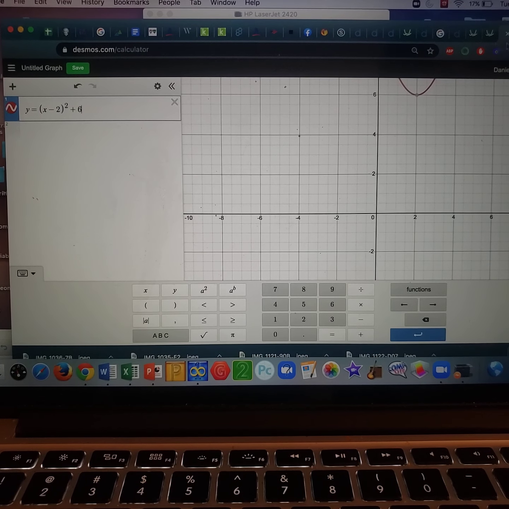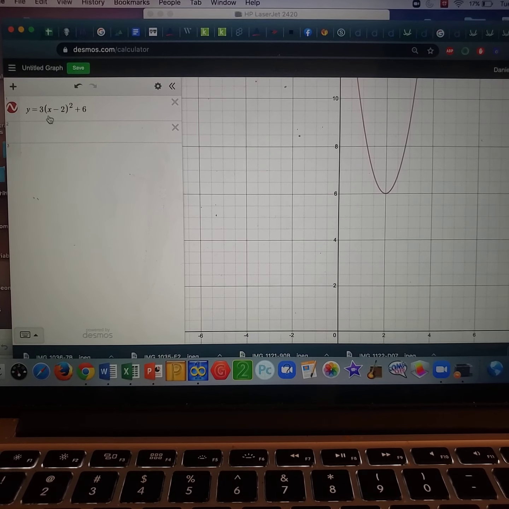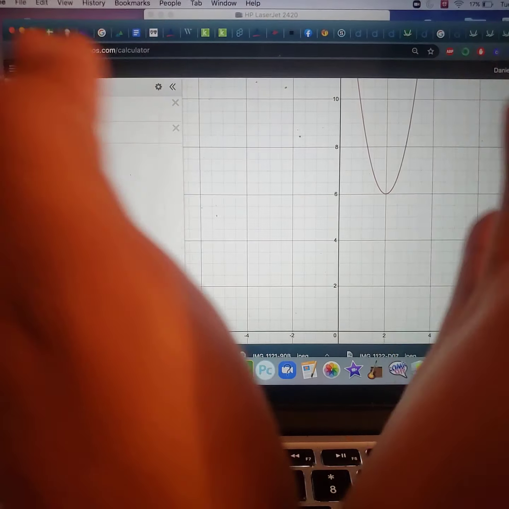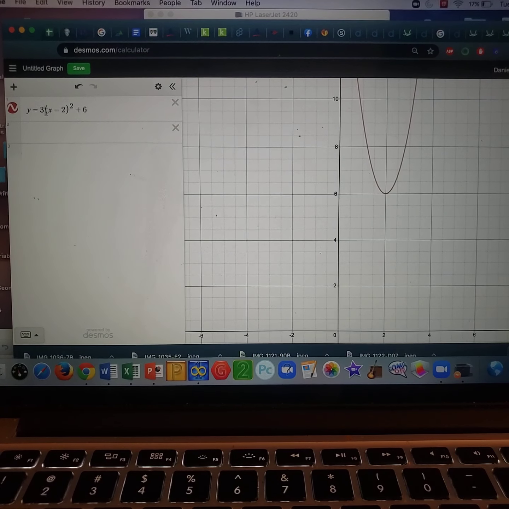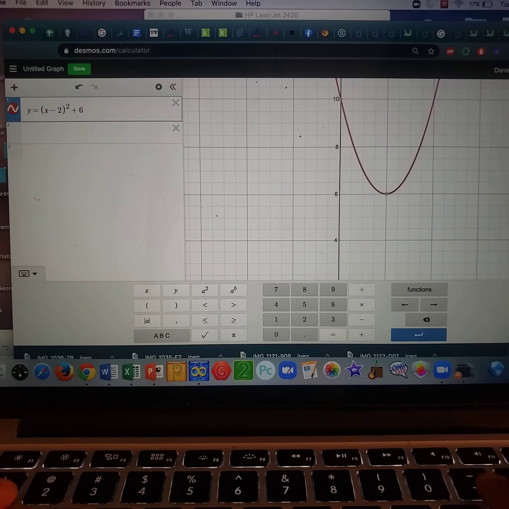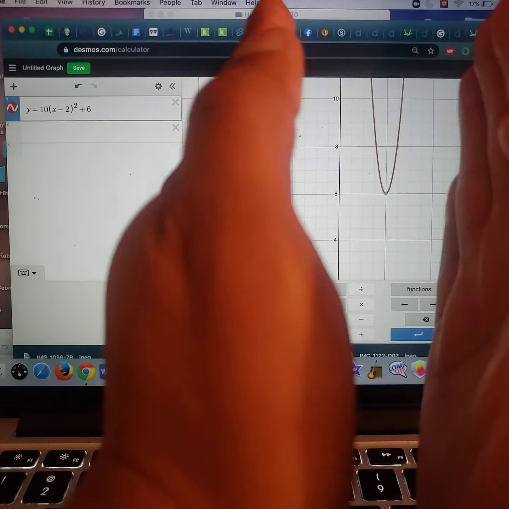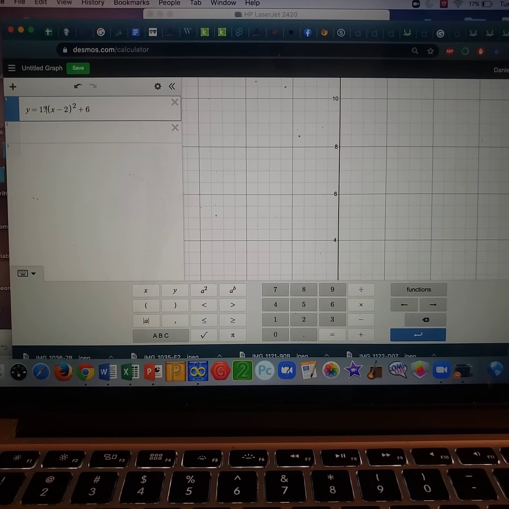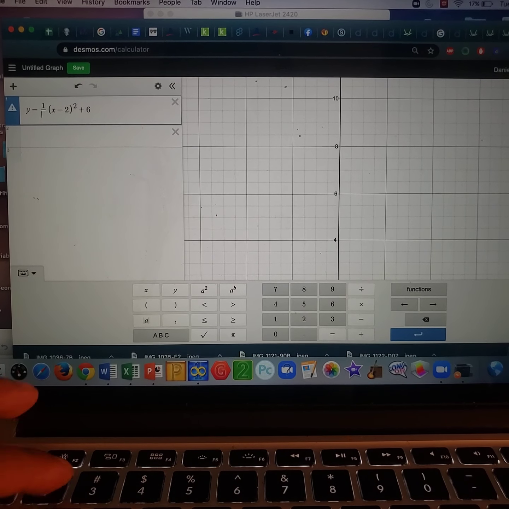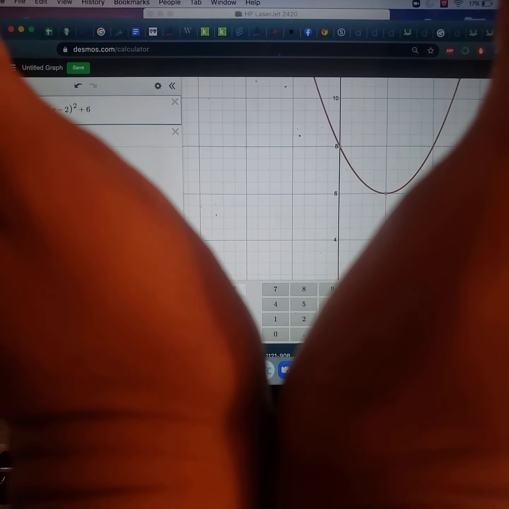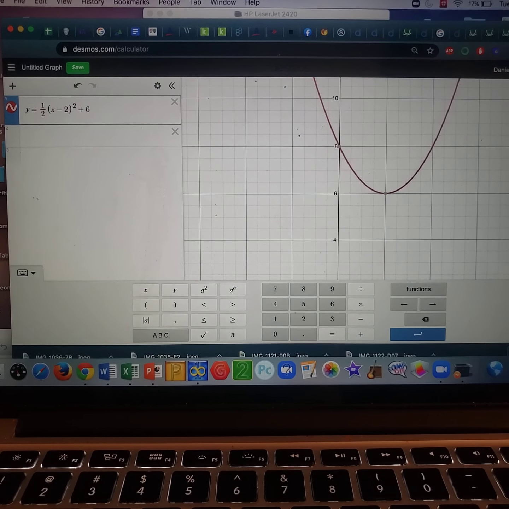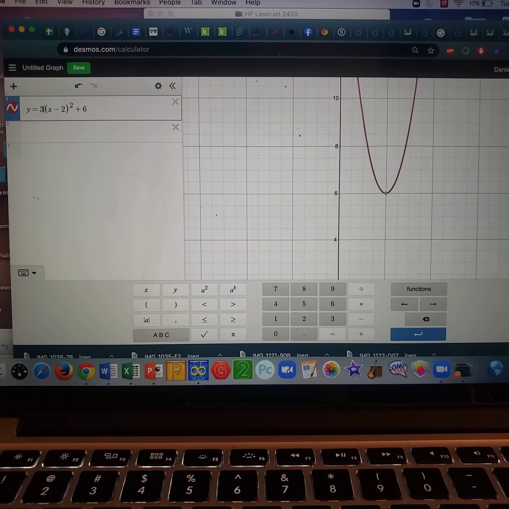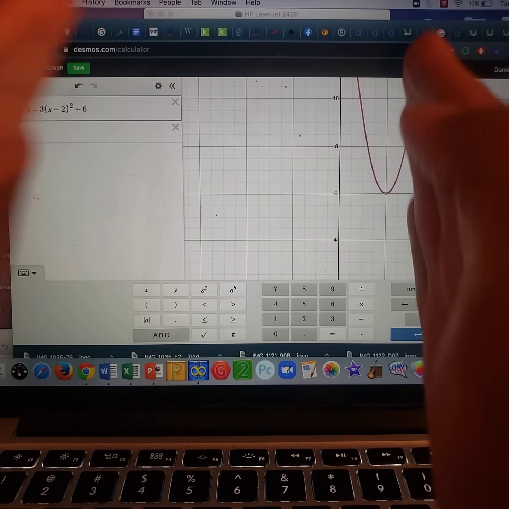Okay, now let's go to the A part. Remember, A is either going to make it really narrow or really wide based on your A here. Say A was 10. See how it increases really quickly? But let's say A is a fraction, 1 divided by 2. So A is 1/2, and now you see how it increases really slowly because of the fraction. Let's change this back to 3. It's going to increase kind of quickly, but the fraction is going to increase really slowly.